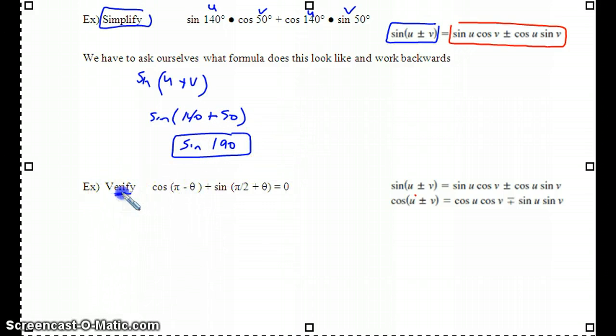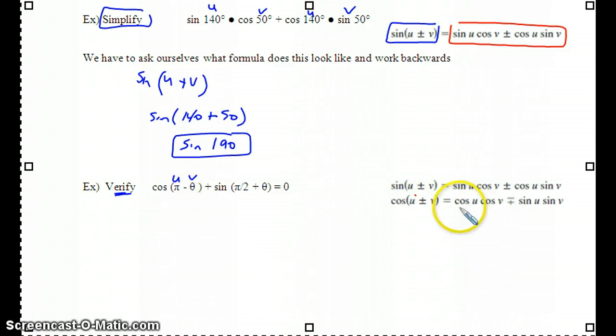Here's another verify problem where I want to show that the left side, so this cosine of the difference of these two angles plus the sine of the sum of these two angles equals 0. So I'm going to have to use the sine and the cosine formulas over here for the sum and difference. So as I look at the cosine one, my u value will be pi and my v value will be theta.